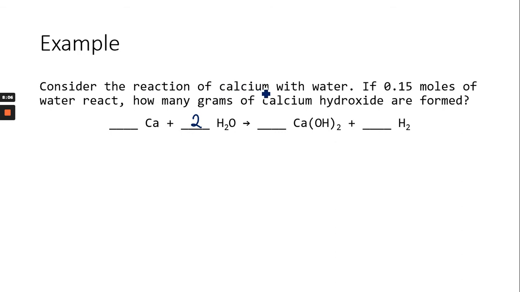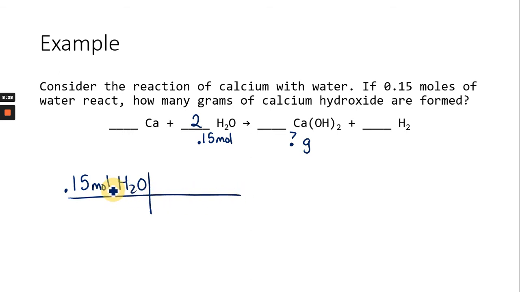So consider the reaction of calcium and water. 0.15 moles of water. So under water, 0.15 moles. How many grams of calcium hydroxide? So under calcium hydroxide, we'll put our grams. Always start with your given, 0.15 moles water. Always bring your unit and your substance diagonally down.